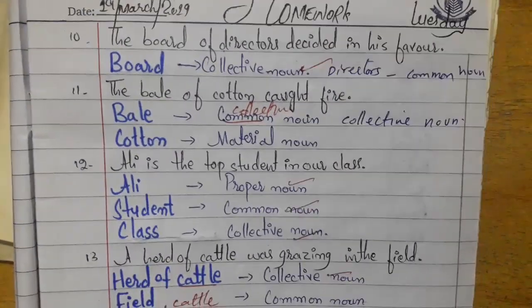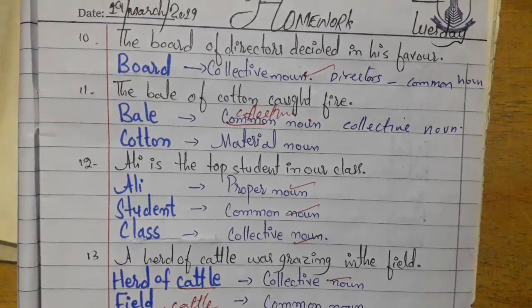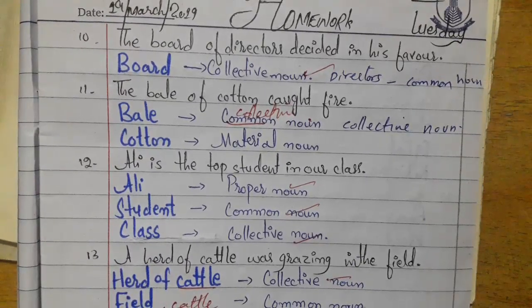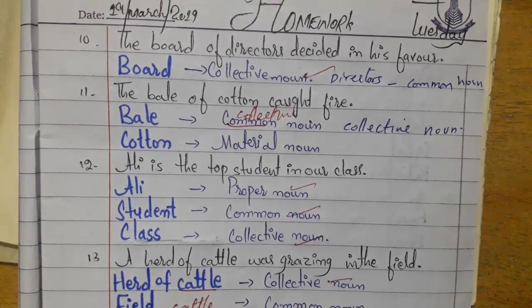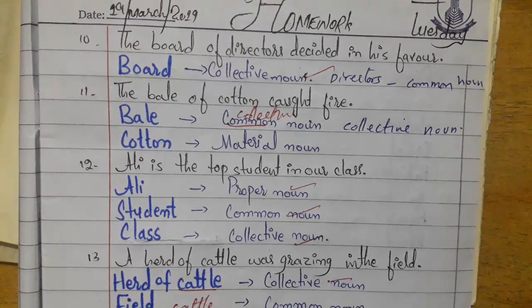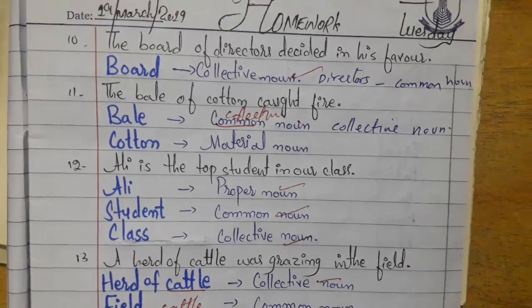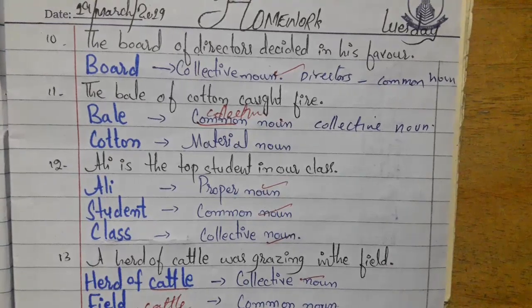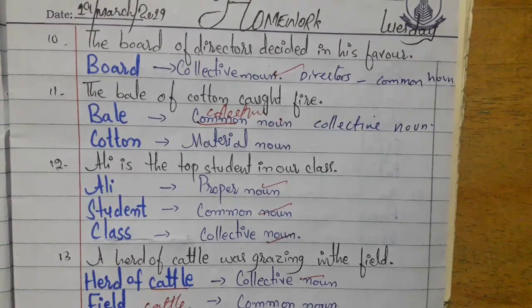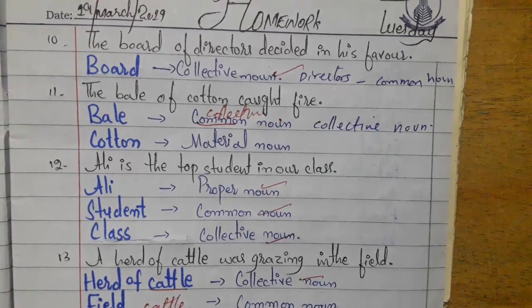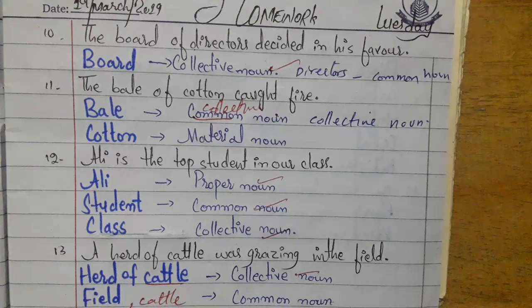Okay. The board of the directors decided in his favor. Board is a collective noun, and directors, a common noun. It could be any director. The bale of the cotton caught fire. Bale is a collective noun, and cotton is a material noun. We can make many things from the cotton.